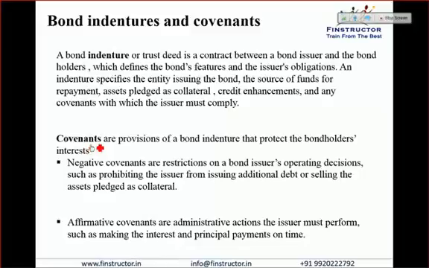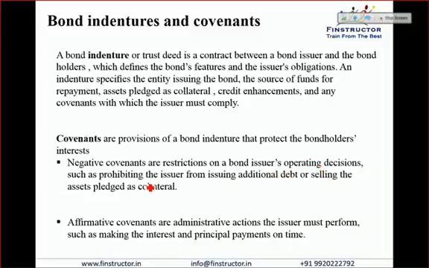Covenants are those provisions of the indenture that protect the bondholder's interests. They generally can be of two types, that is negative and affirmative covenants. Negative covenants are the restrictions on the issuer's or the borrower's operating decisions.